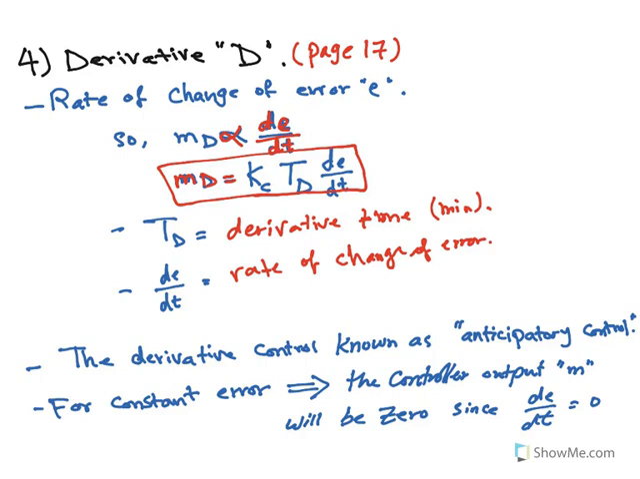This controller is known as anticipatory control. That means it can predict the action of the process. So by taking the rate of change of the error, it can predict the output of the controller. In case there is no change in the error, the controller output, M, will be 0, since dE over dt equals 0.